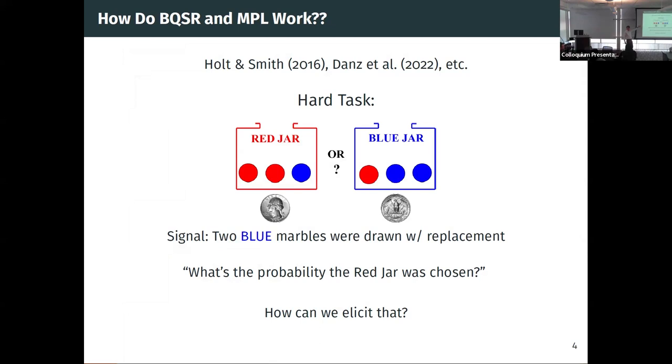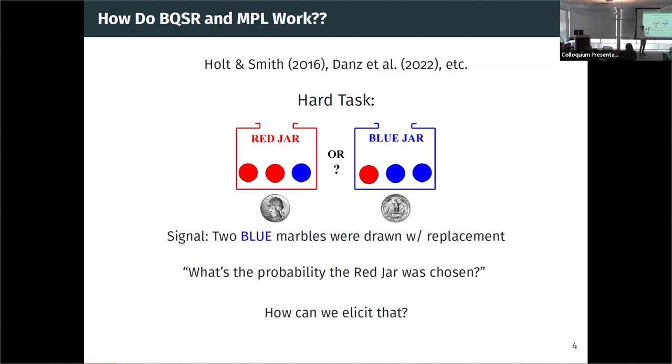This is from some prior work. This is a task where I'm going to flip a coin. If it's heads, the red jar is chosen. If it's tails, the blue jar is chosen. I'm not going to tell you which jar it was. Instead, I'm going to pull out two marbles from the jar and show you which marbles were drawn. I'll do it with replacement.